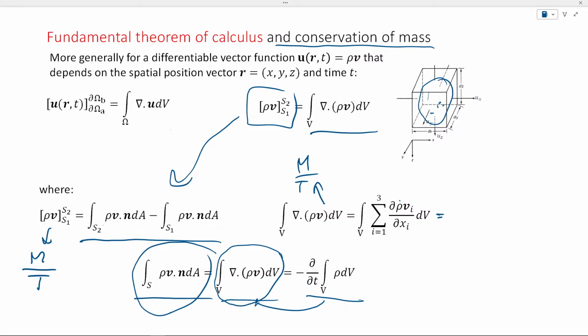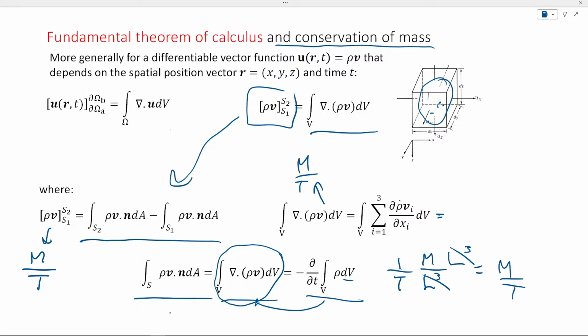And here that will have the same dimension. Let me show you the dimension of this guy. The dimension of this is 1 over T, and here is rho, which is mass over L cubed, and this is delta V, that is L cubed. So I got mass over time.